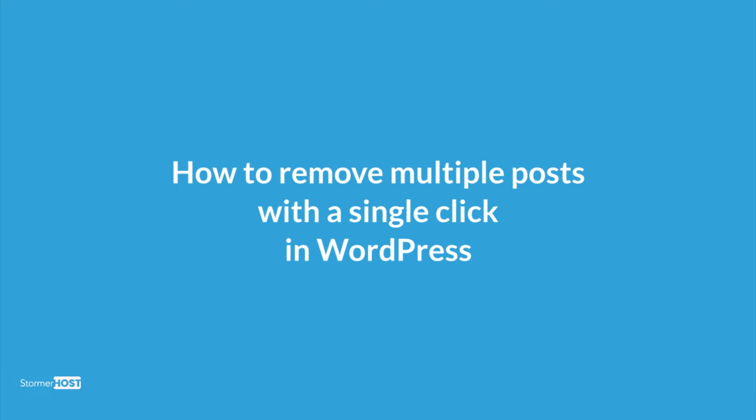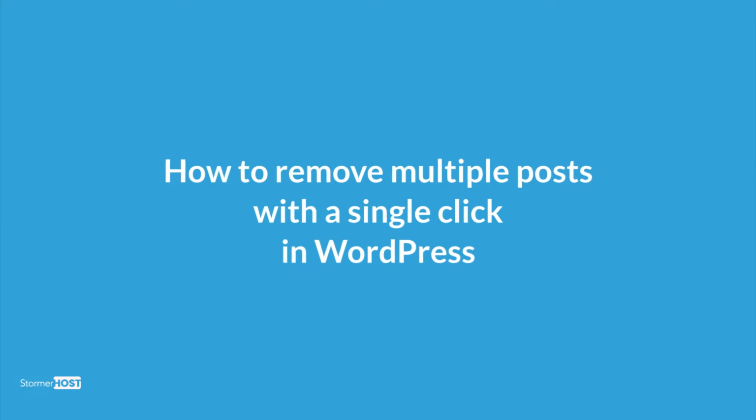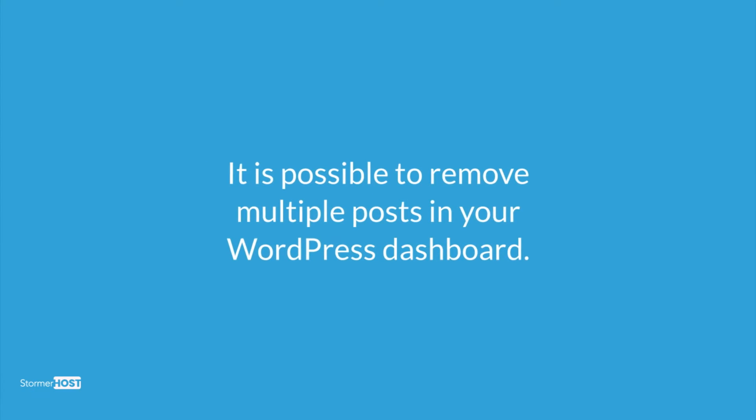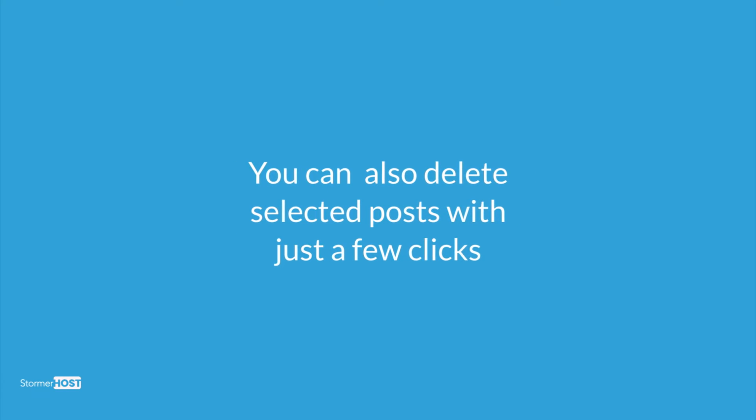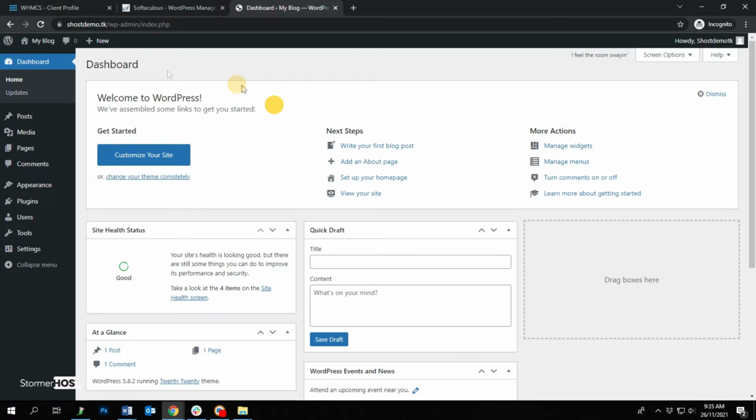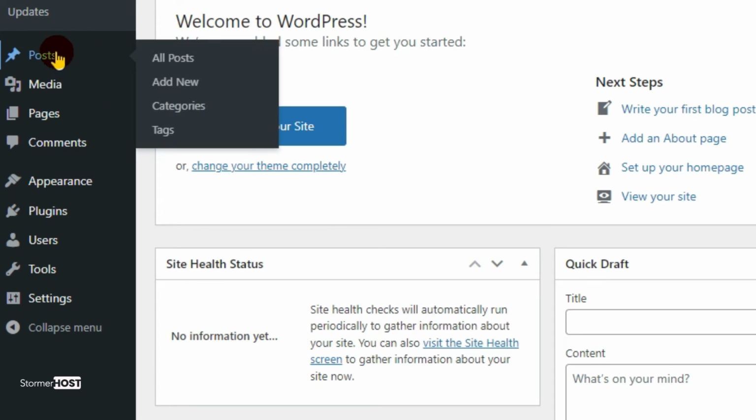Finally, how to remove multiple posts with a single click in WordPress. It is possible to remove multiple posts in your WordPress dashboard. You can also delete selected posts with just a few clicks. Log into your WordPress admin dashboard. Under the dashboard menu, hover your mouse over Posts and click on All Posts.